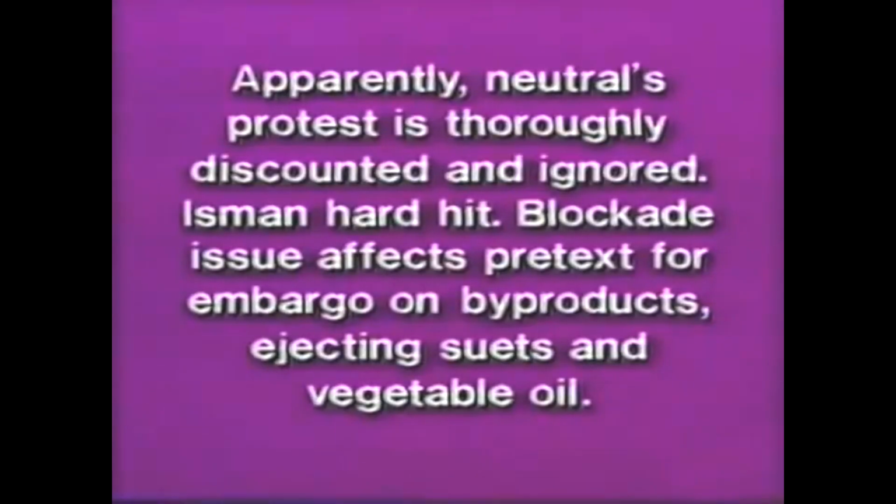Now, the message seems to say, apparently neutral's protest is thoroughly discounted and ignored. Ismond hard hit. Blockade issue affects pretext for embargo on byproducts, ejecting suets and vegetable oil. But it doesn't mean that at all. The real message is hidden within those sentences. See if you can find it. No use looking at the first letter of every word. You'll need to look at one of the other letters in every word. Think about it.